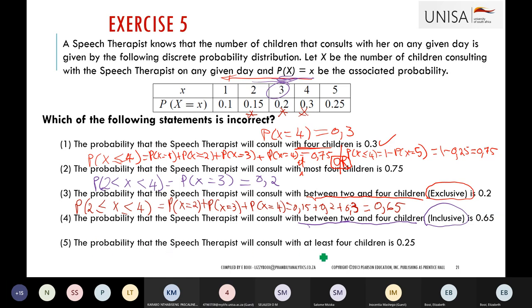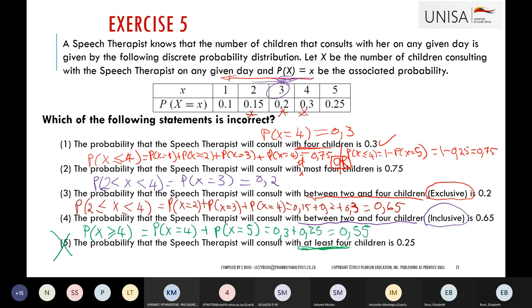Last one. The probability that the speech therapist will meet with at least 4 children. What is at least? Equal at least or more. Bigger than or equal, yes. So that will be the probability that X is more than or equal to 4, which will include the probability that X equals 4 plus the probability that X equals 5. Which is 0.3 plus 0.25, which is 0.55. That is the incorrect answer that you are looking for.